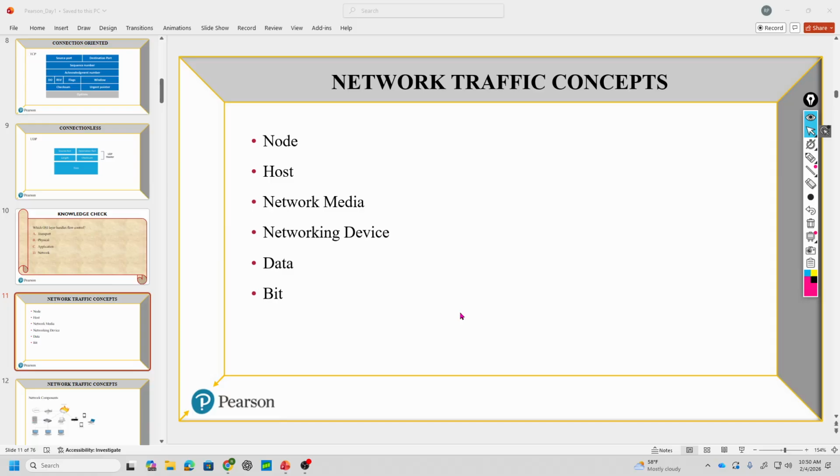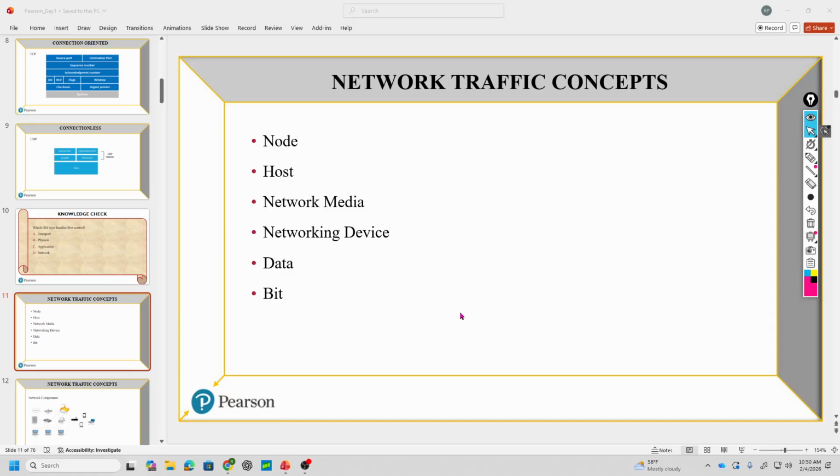A node. What is a node? Anything we plug into the network is called a node. It could be a desktop, it could be a server, it could be a voice over IP phone, it could be a printer. Anything that we plug into the network is called a node.